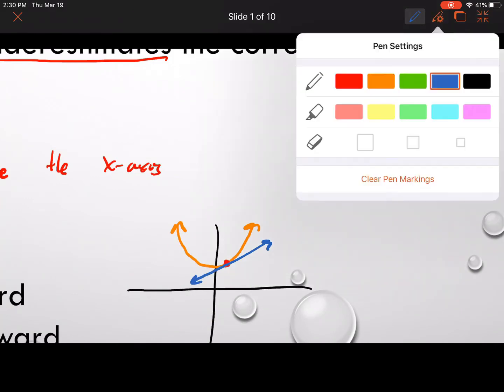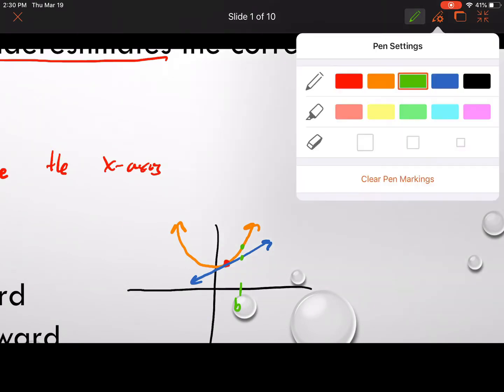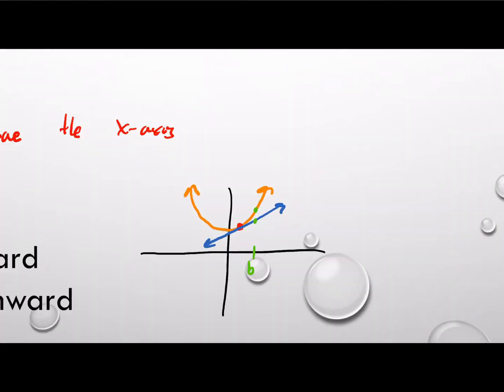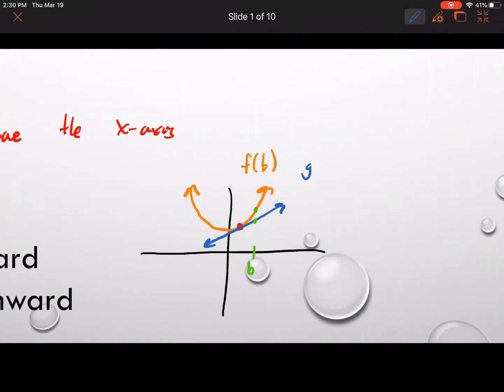So now let's choose another x value. Let's just choose, let's say, this x value. We'll call it b. Okay, so right around here and here. That is where both of those graphs would be at that respective x value. Well, if we call the orange graph f, so f of b is going to give us some y value. And if we call the blue one g of b, that's also going to give us some y value.